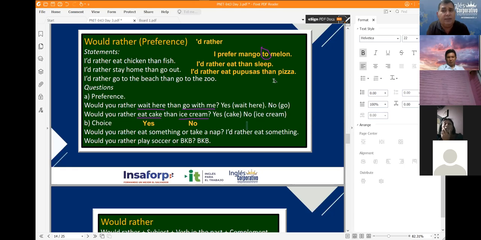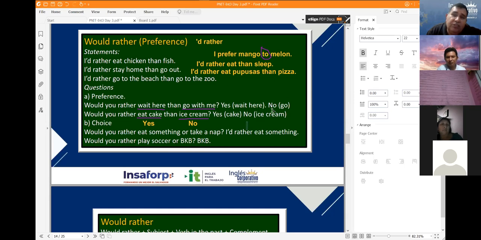Would you rather eat egg or cheese? Nelson, would you rather eat egg or cheese? For me, eggs, right? Exactly. You see, you don't say yes because it's this or the other. Would you rather eat egg or cheese? Egg. Excellent. Okay, very good.